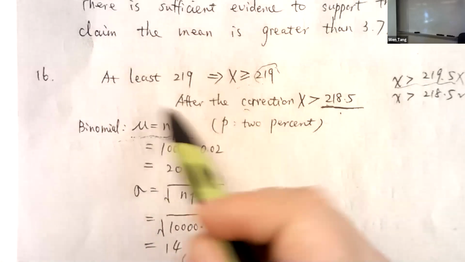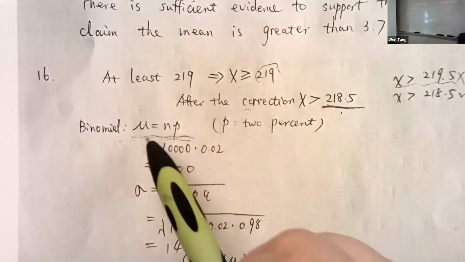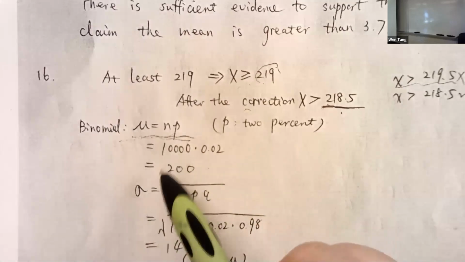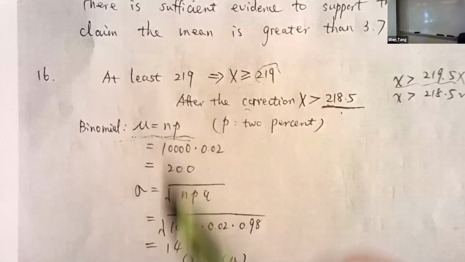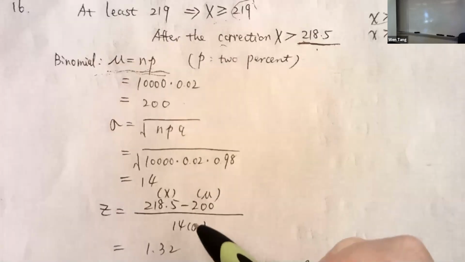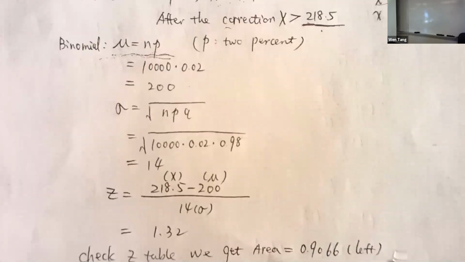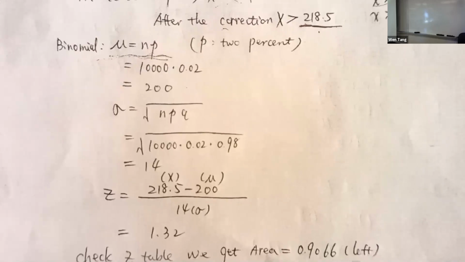Then we're going to use the binomial formula to get the mu and the sigma. Why do we need these two values? Because we're going to use them to get the z-score. After we get the z-score, we check the table to find the area. But the last step, we should go back and check if this area is our final answer.